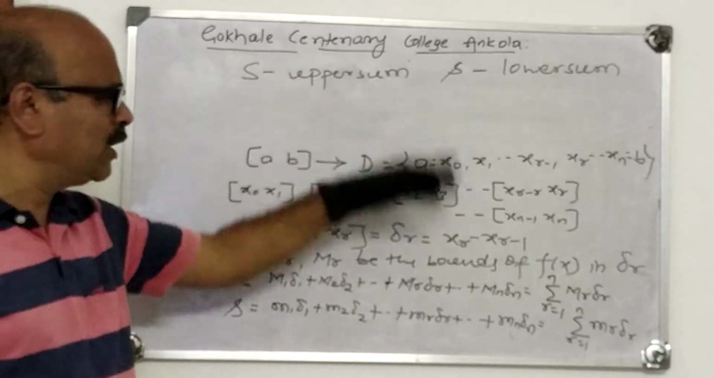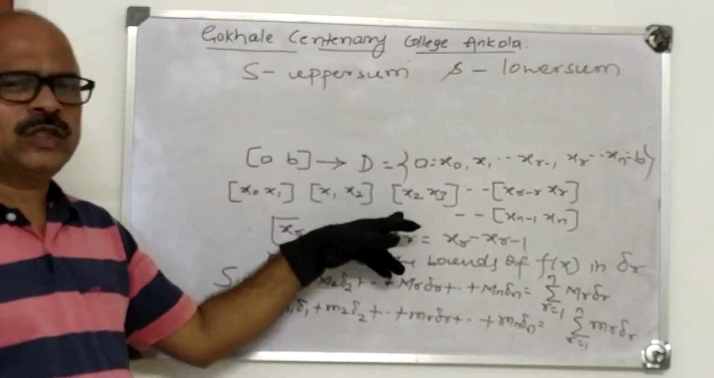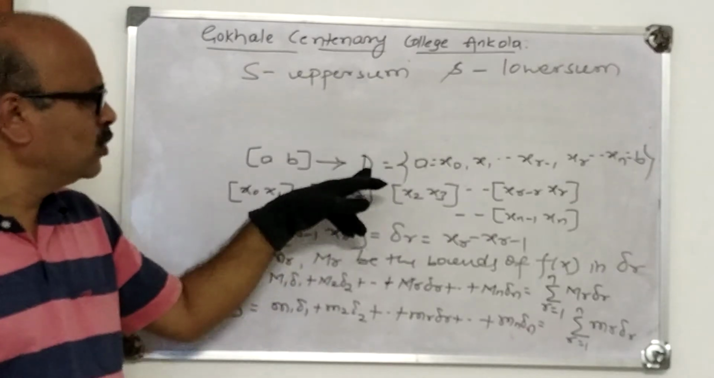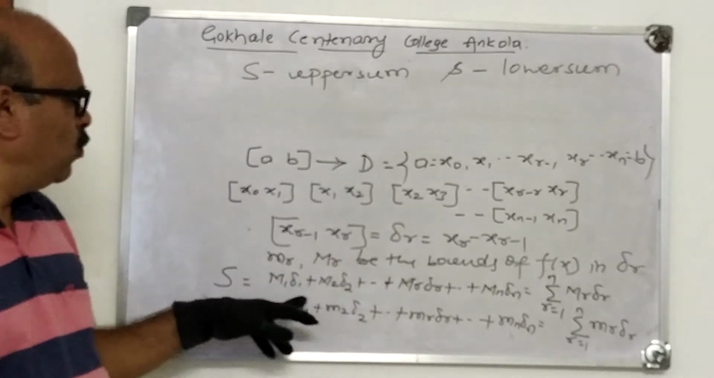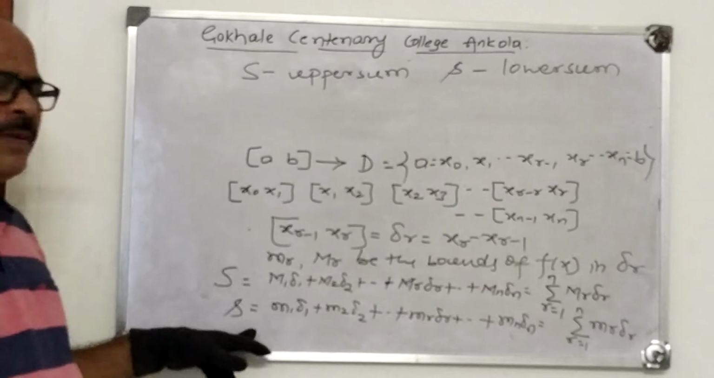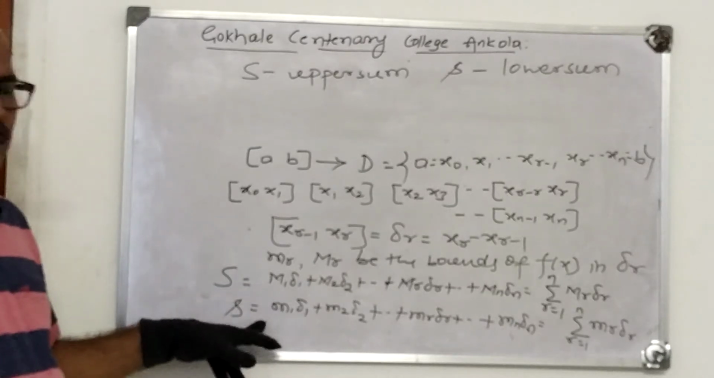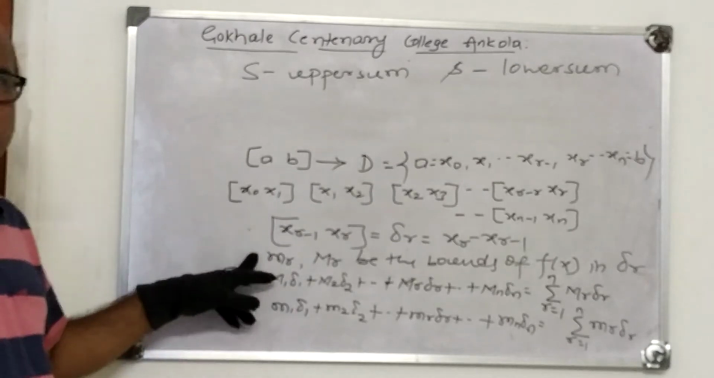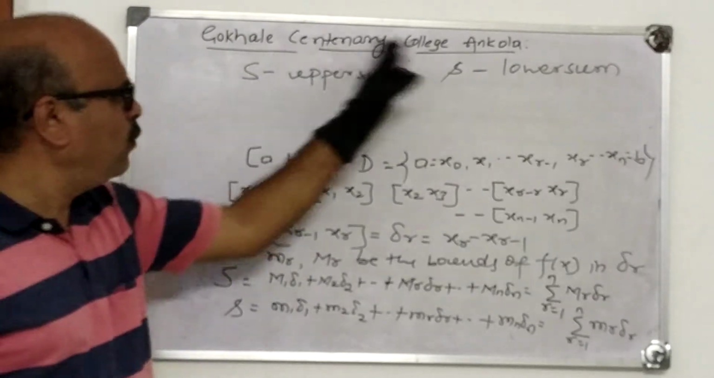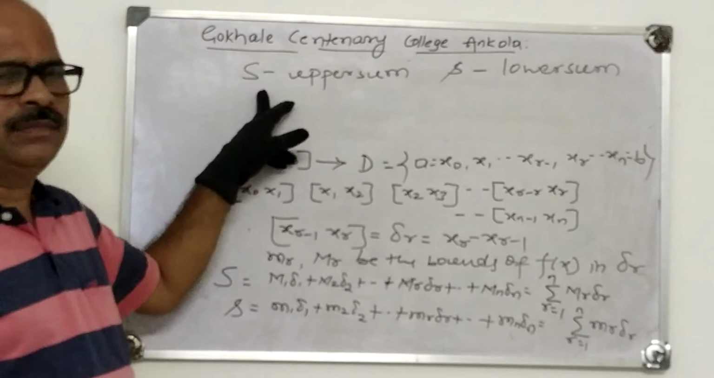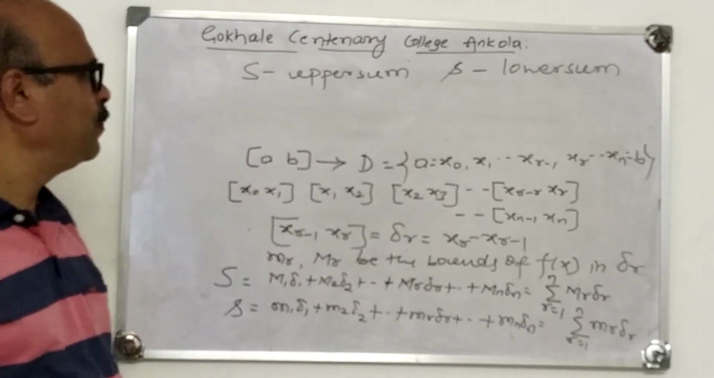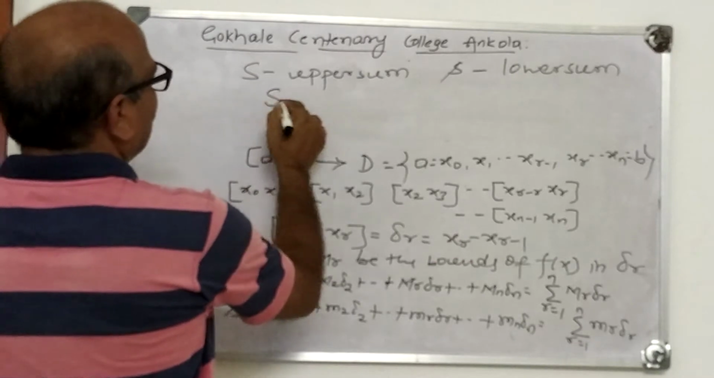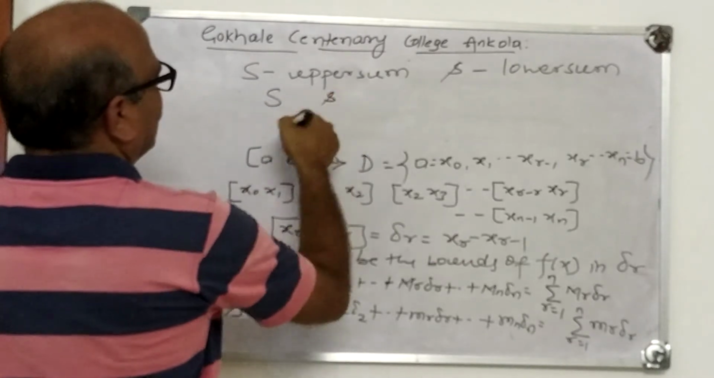This is one division. We consider different divisions, and due to different divisions, we will get different small s and capital S, lower sums and upper sums. The set of all these lower sums and upper sums is bounded. First important thing: capital S and small s, they are bounded.